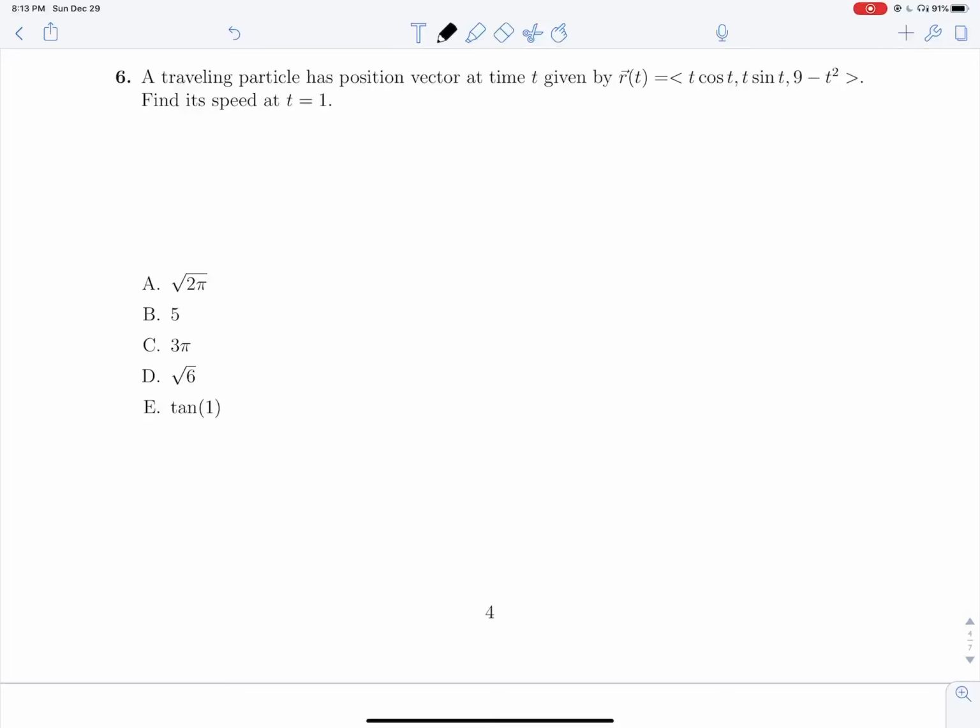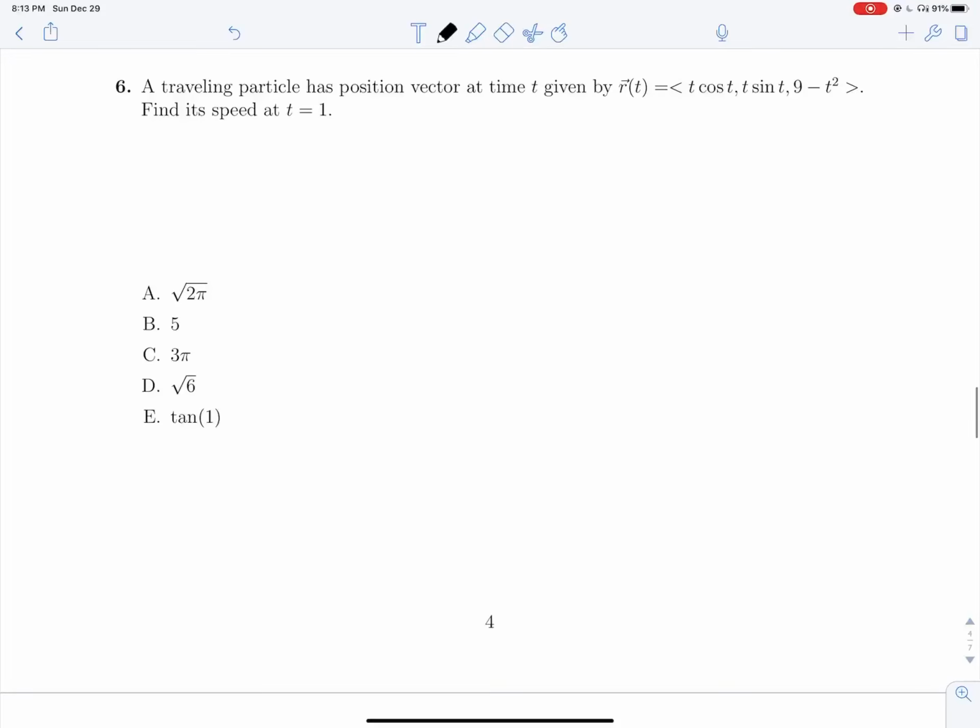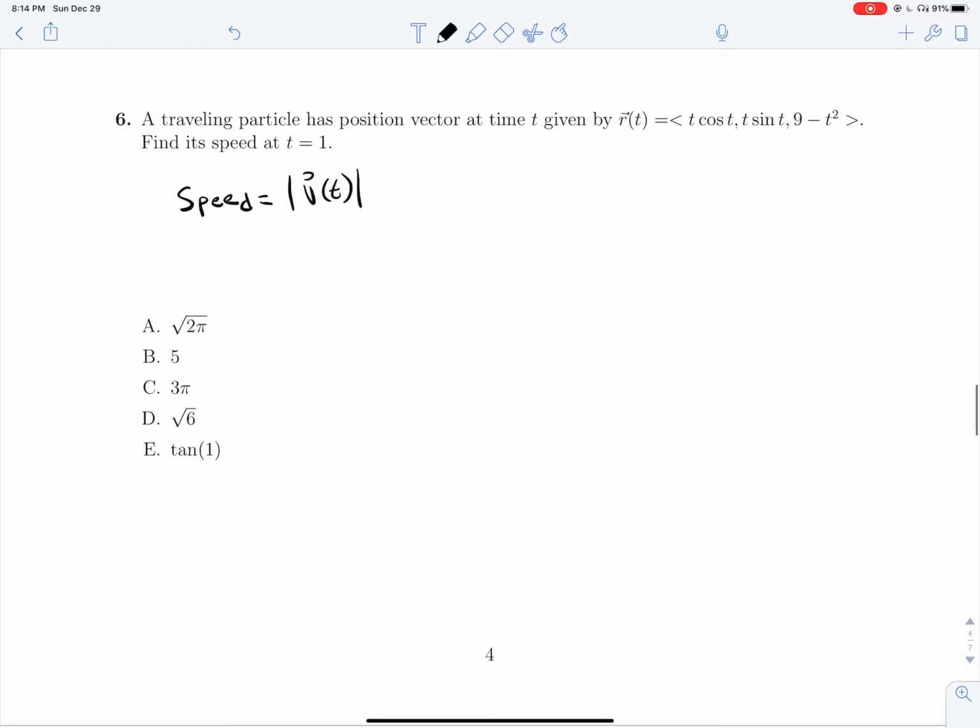A traveling particle has a position vector given by that whole thing, and we're looking for its speed at t equals 1. So we know that speed is equal to the magnitude of v of t. And in order to find v of t, we need to take our derivative of r of t. So v of t, oh God, this is going to be a big one. I remember this question.